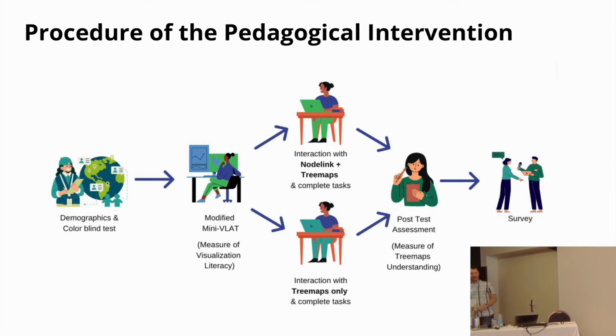This is the diagram of the procedure. Everybody takes a demographics and colorblind test. Then we give them a modified mini VLAT, and that assesses their existing literacy before they take the test. Then we split them up into 2 groups: the interaction with node link and tree maps, and the interaction with the tree maps only software. And then we give them another tree map literacy test. So we have a pre-test, an intervention, and then a post-test. And then we make a comparison.